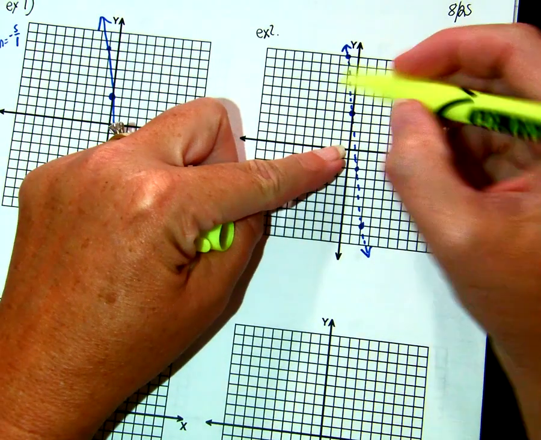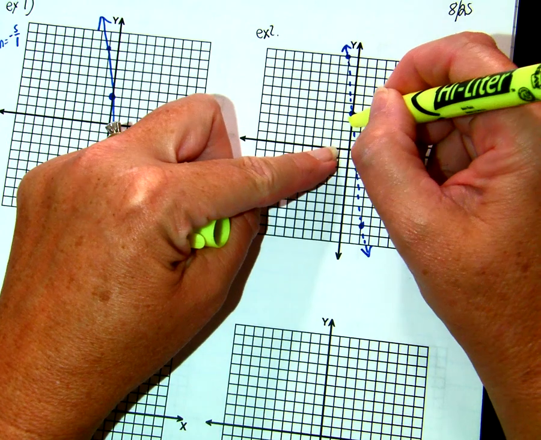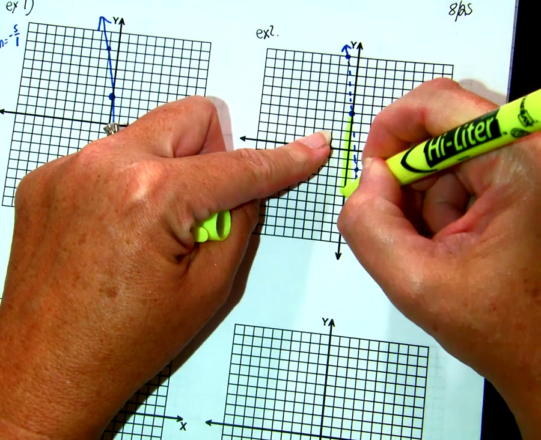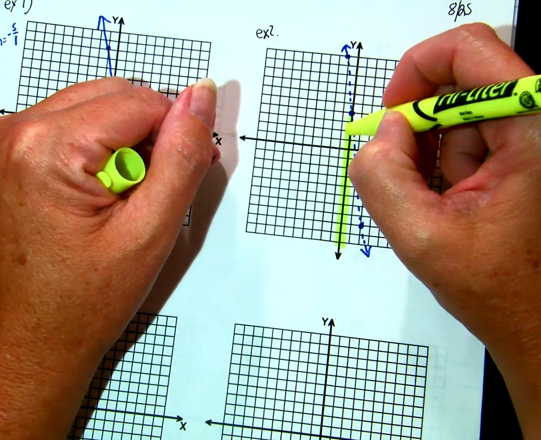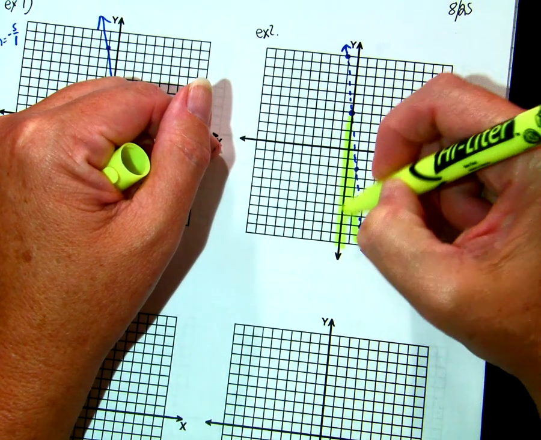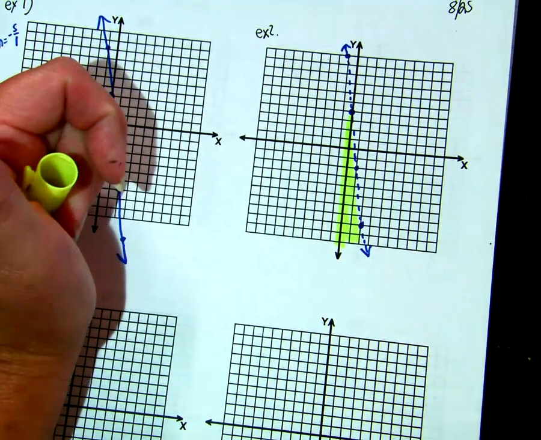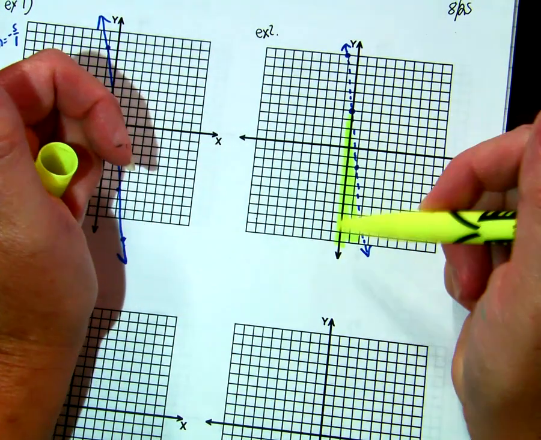It says y is less than. Do you see where the y-axis is below the line right here? You see that? This is the part we need to shade, the part that is below the line. It's sometimes a little bit hard to see when the line is almost straight up and down, but this is the part that's below the line.